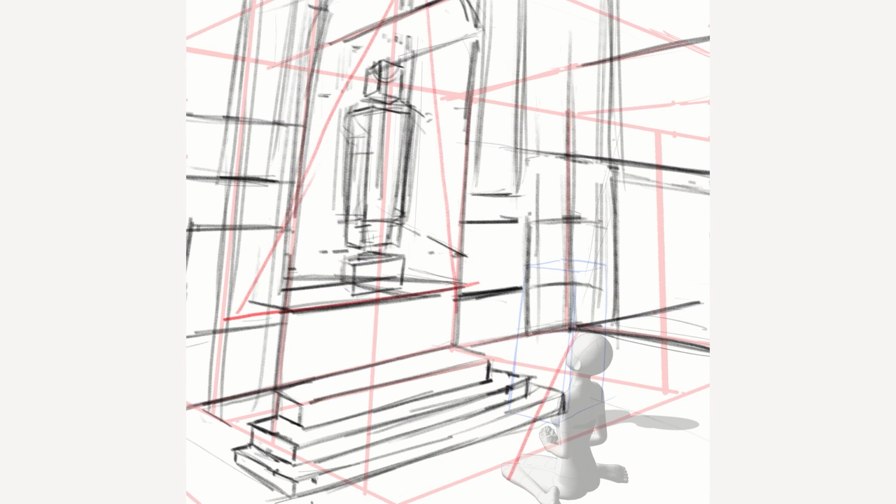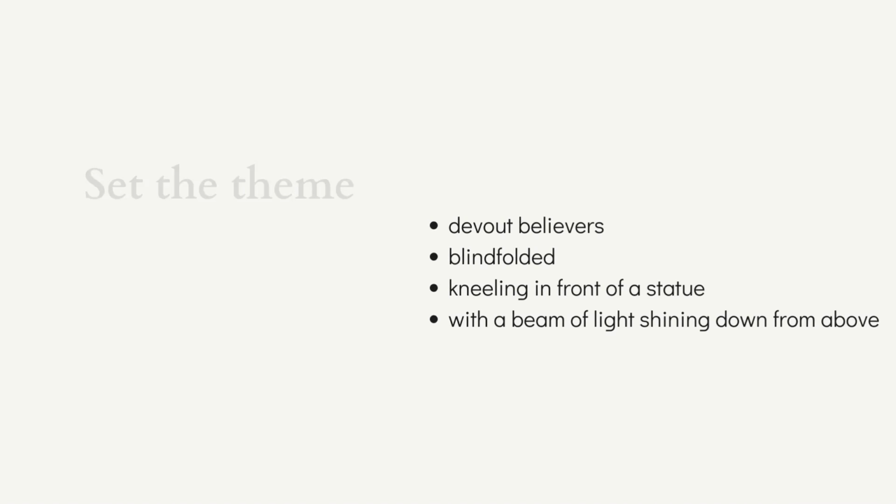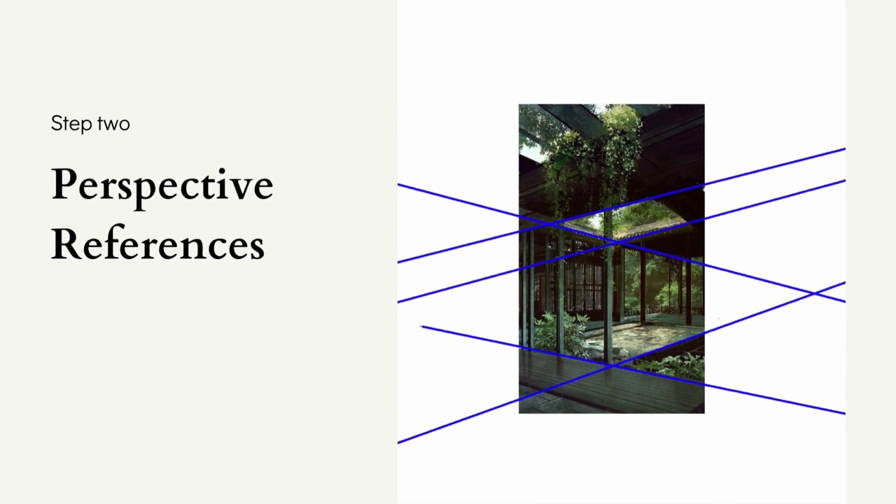My second attempt. I'm tired of doing the 4 Seasons series. I want to draw something else. After my previous painting experience, I have developed a simple workflow. 1. Set the theme. 2. Find perspective references.